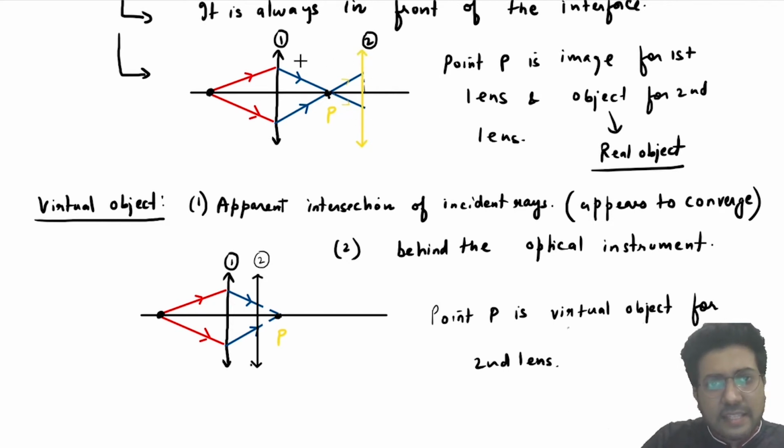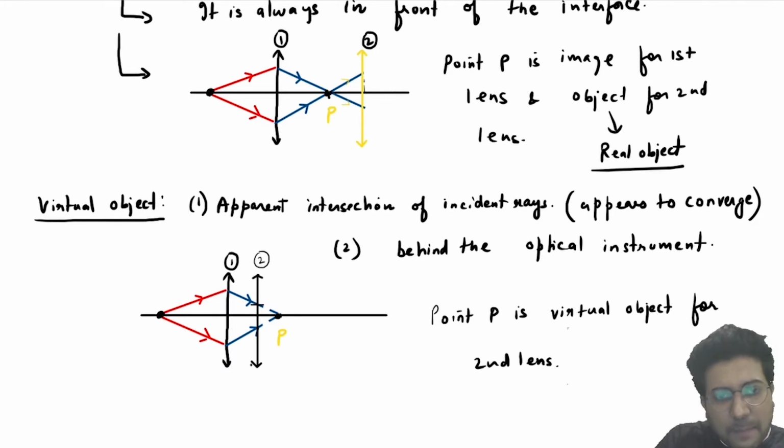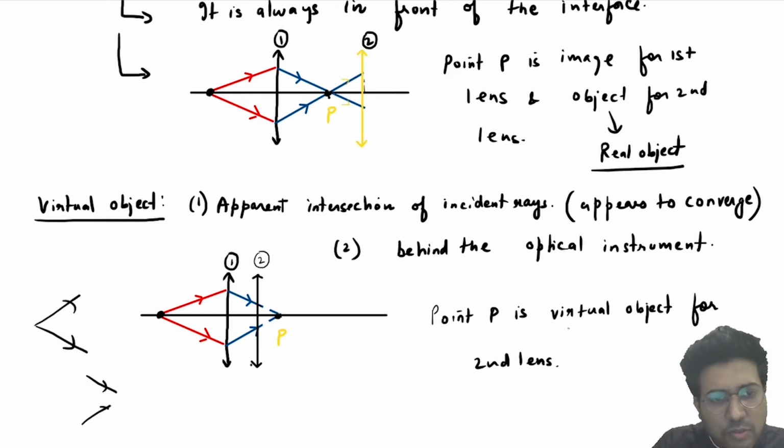Okay, so in this diagram again, suppose the optical instrument, the second lens, you put this second lens here instead of here, then what will happen? So I've drawn this diagram here. See, the rays wanted to converge at this point, right? But because they got intercepted by one more optical instrument, this time what will you say? This point P is a virtual object for lens 2. Why? Because these rays appear to converge at this point. So again I will repeat, for a real object rays always diverge from a point, and for a virtual object rays appear to converge at a point.